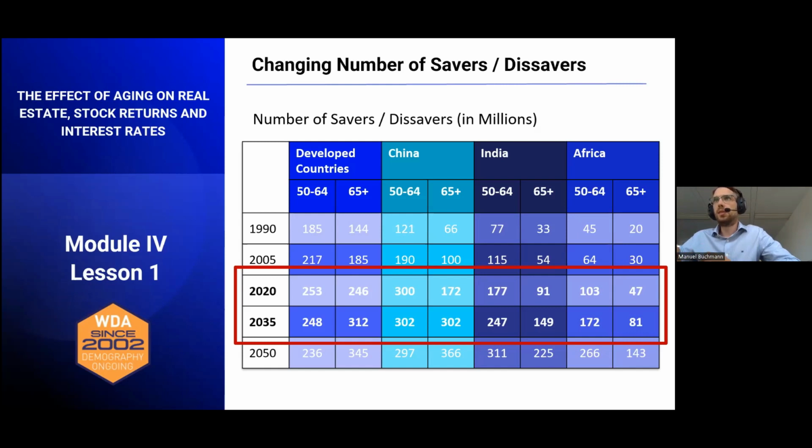If you look at China, things are even more extreme. Today, there are 300 million savers in China and 172 million savers. So almost twice as many savers as savers. And in 2035, there will be the same amount of savers and savers. This change is indescribably fast.